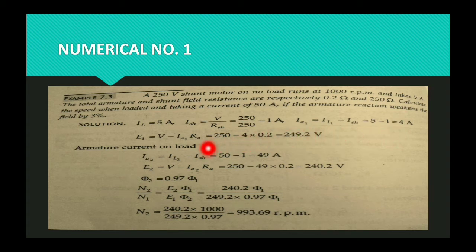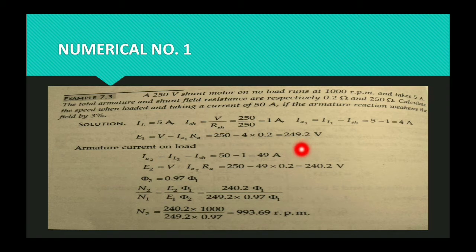And now we have to calculate the value of EB, or back EMF. So EB, or E, the induced EMF in the armature, equals V minus IA into RA. So here V equals 250 volt, IA equals 4 ampere, and RA, the armature resistance, equals 0.2 ohm. So 4 into 0.2, the EMF equals 249.2 volt.